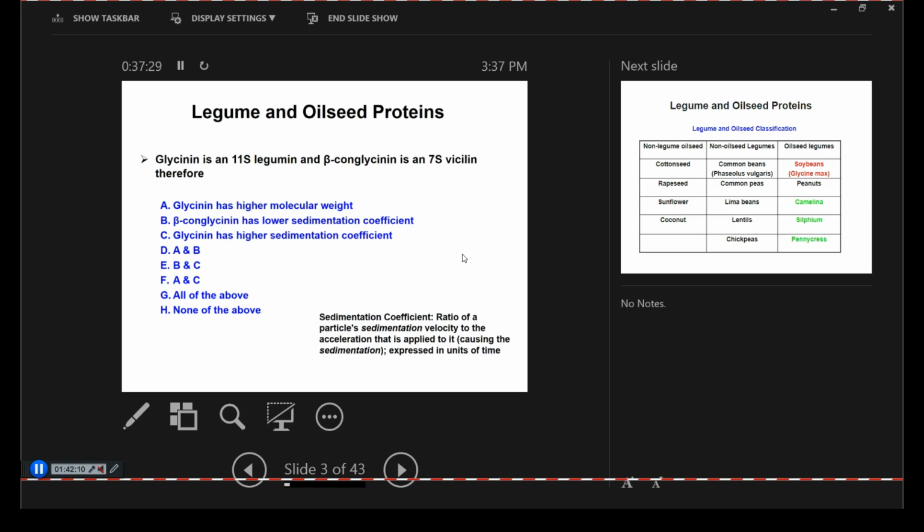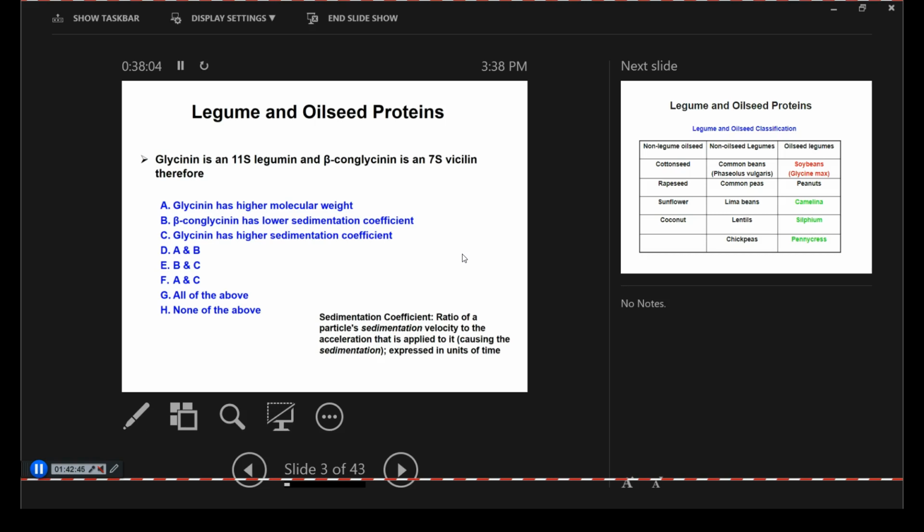So the higher the number, that means it will sediment faster at lower acceleration. Okay? That means if the protein sediments faster, that means it has higher molecular weight. It requires less force to pull it down out of solution. It's a large molecule, it will sediment more easily than a smaller molecule. So 11S has a higher molecular weight than 7S.